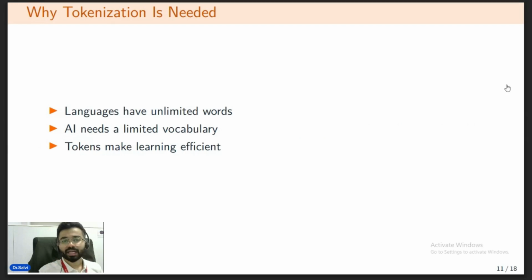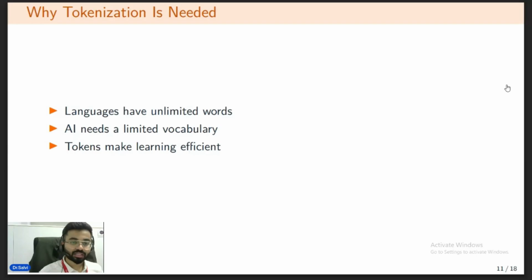Now, on the lines of why exactly tokenization is needed, first we have languages which have unlimited words. We know that for every word there could be a synonym or an antonym to it, right? But AI will always need a limited vocabulary, so it cannot be like a human who understands each and every word in the same aspect. But we have to train them in a way that it understands the different array of words that we put towards it in the same limited vocabulary, right?